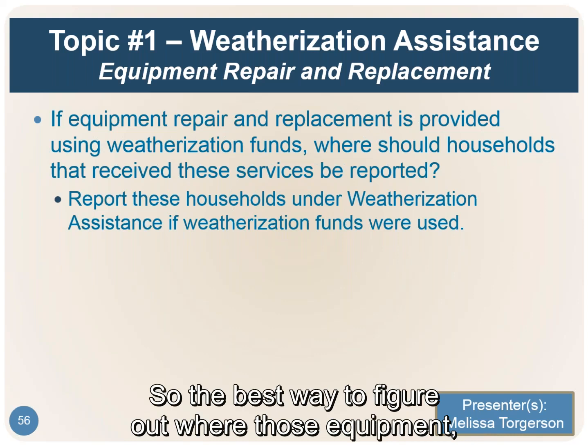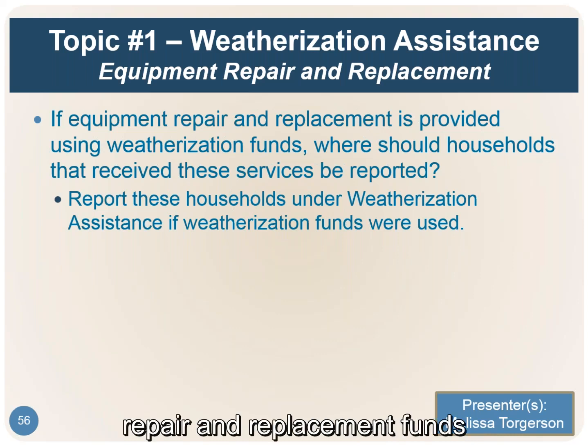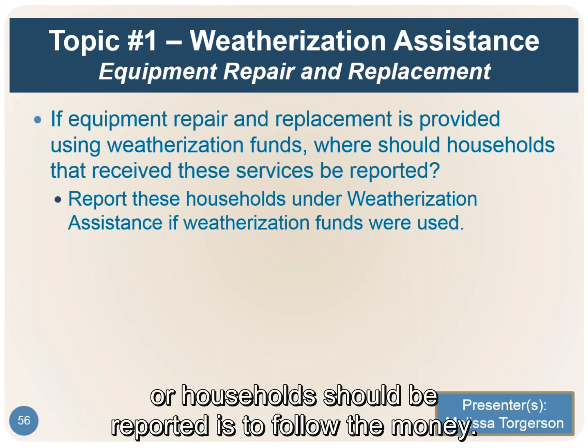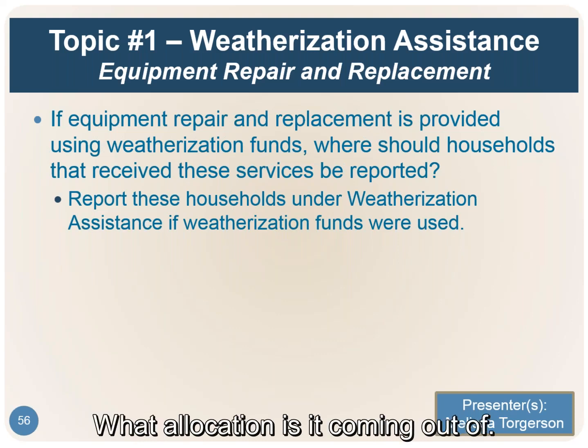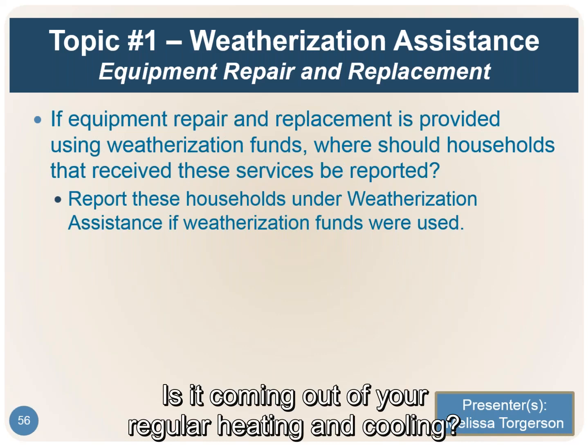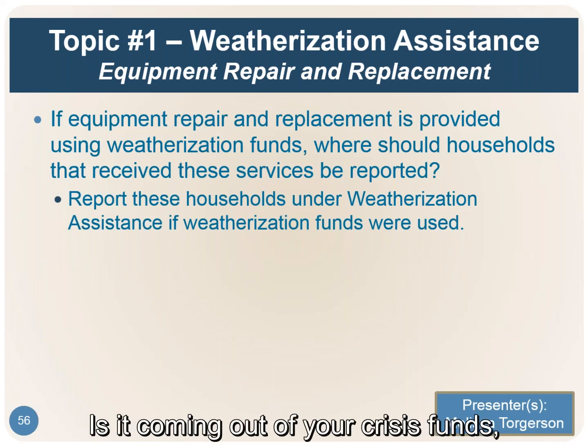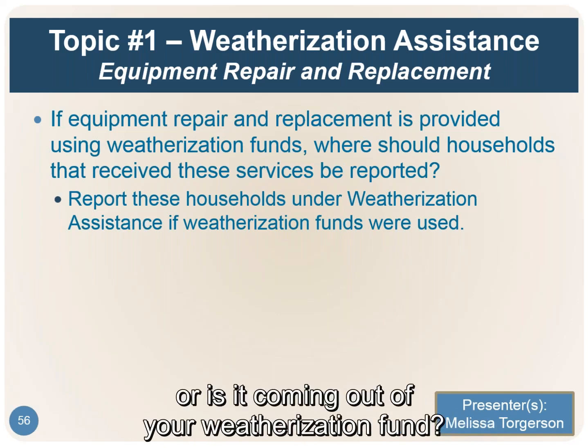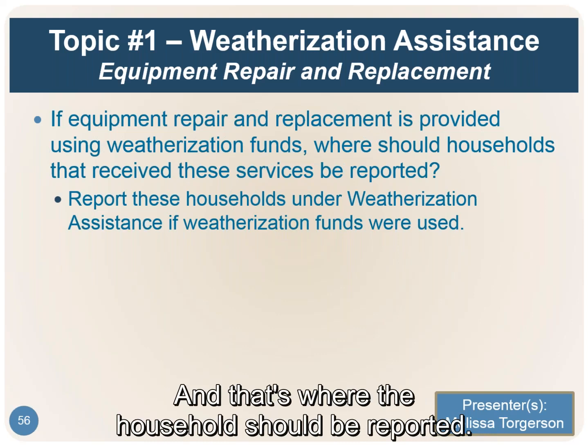So the best way to figure out where those equipment repair and replacement funds or households should be reported is to follow the money. What allocation is it coming out of? Is it coming out of your regular heating or cooling? Is it coming out of your crisis funds? Or is it coming out of your weatherization funds? And that's where the household should be reported.